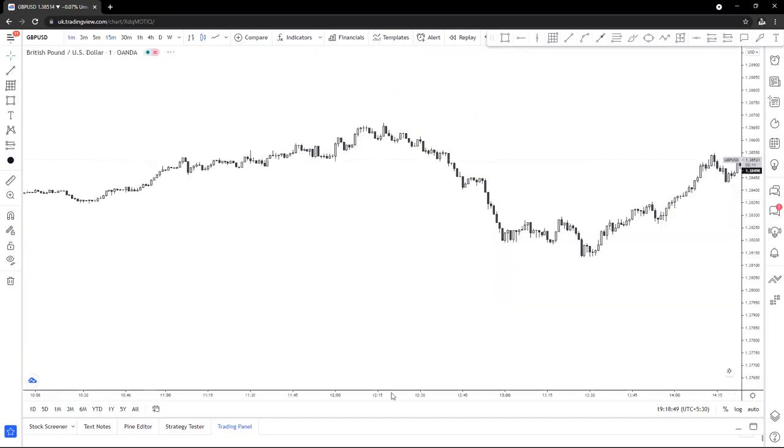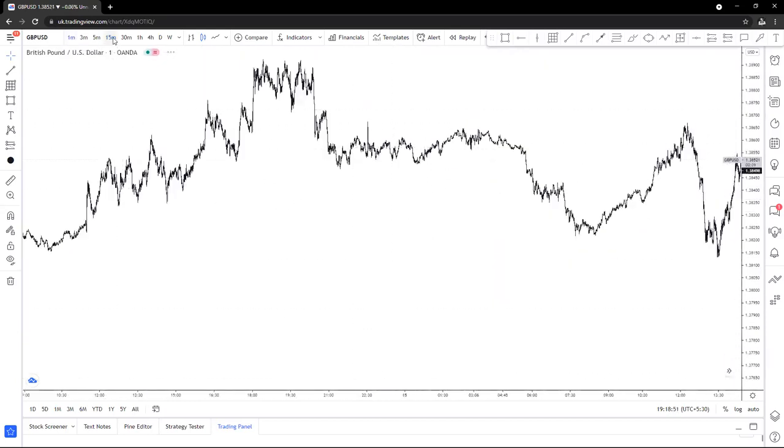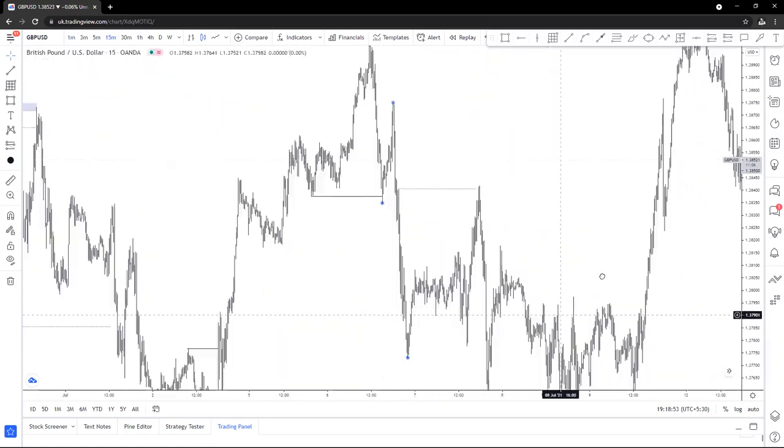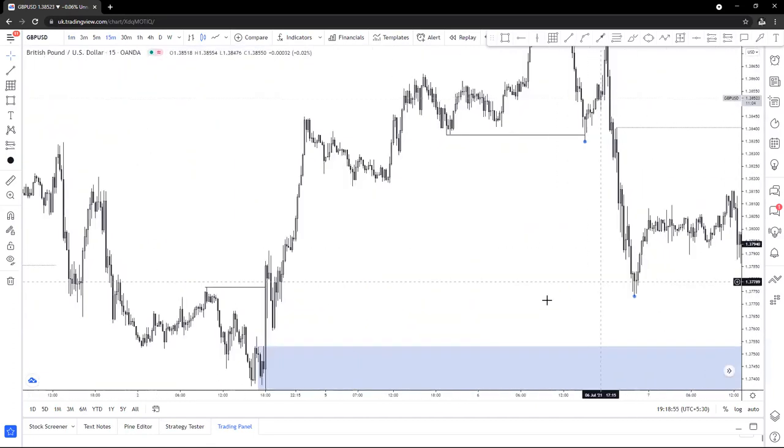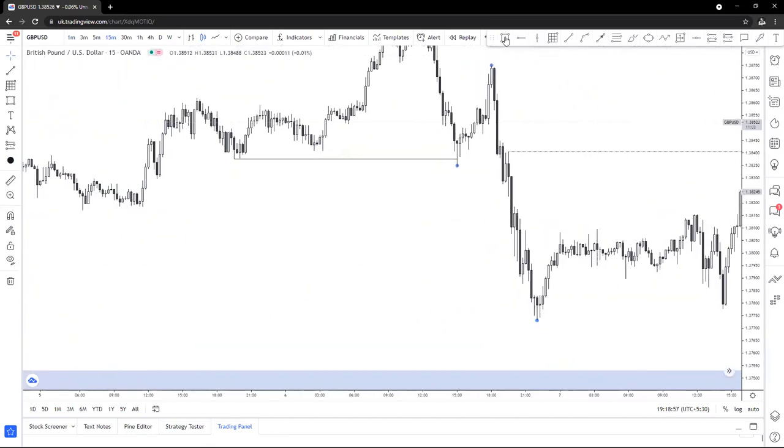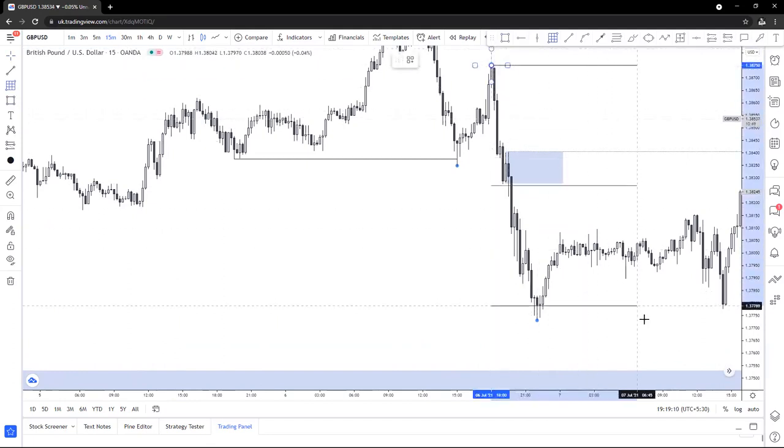Now I'm going to the 1 minute. Now the fun begins. That's my favorite time frame, the 1 minute. Now we have this order block right here. Most of the smart money traders would have looked at this order block, because it's in a premium price.